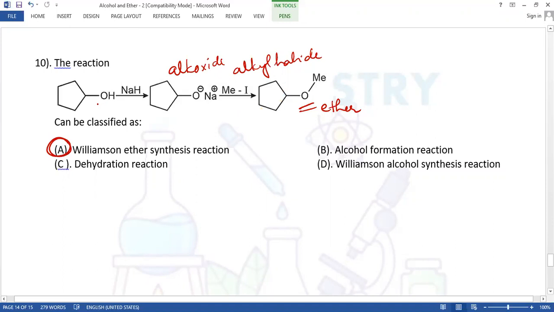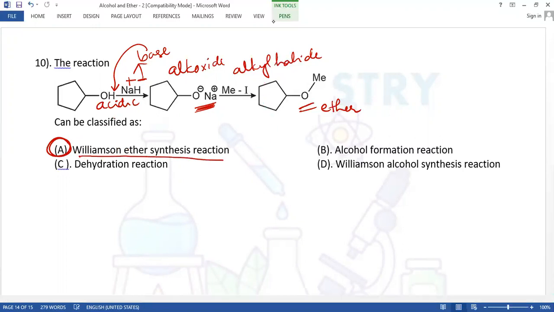Now we are given an alcohol with sodium hydride, Na plus H minus. Alcohol is acidic in nature, so it can react with a base. Hydride is a base. A base will easily take up the H plus ion from the acidic alcohol, so it can form a sodium alkoxide compound. So the answer is A for this reaction, and this reaction is called Williamson's ether synthesis, right?